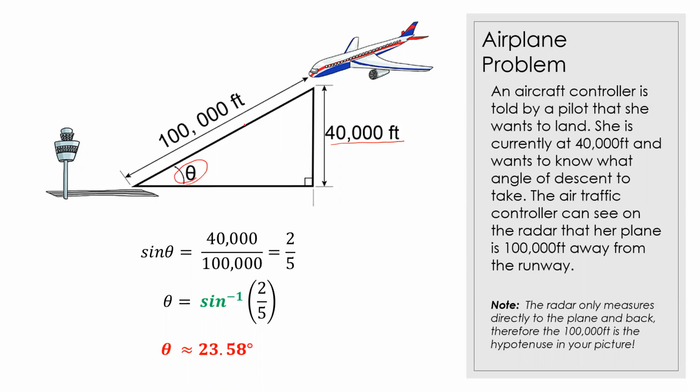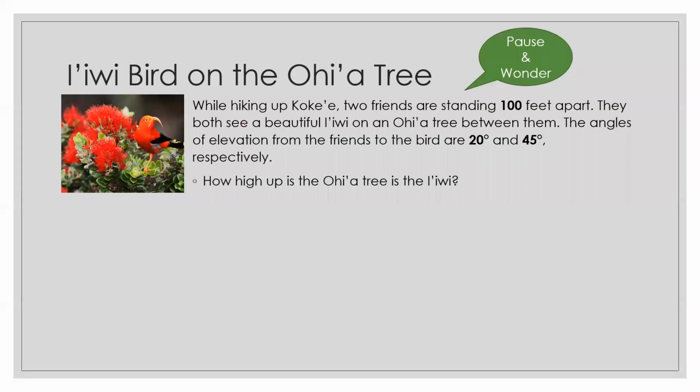Now the next example is going to be a little bit more complicated, but we're still just going to apply your trig functions, because that's all that is being used for this unit. While hiking up Kokei with two friends, the two friends are standing 100 feet apart. Visualize that, two friends 100 feet apart. They both look up and see a beautiful EEV on an ohia tree between them. So a tree is in between them.